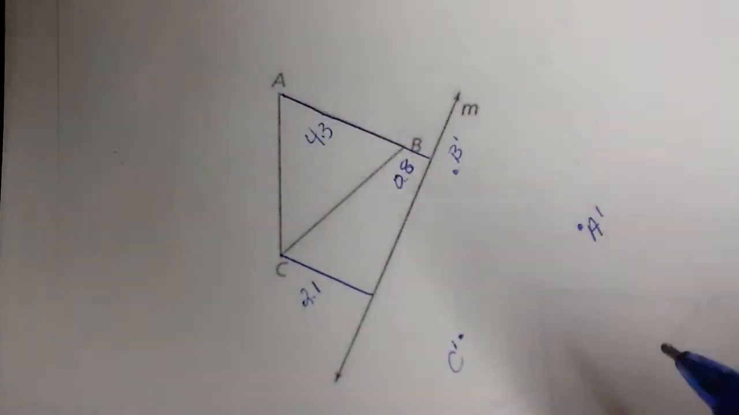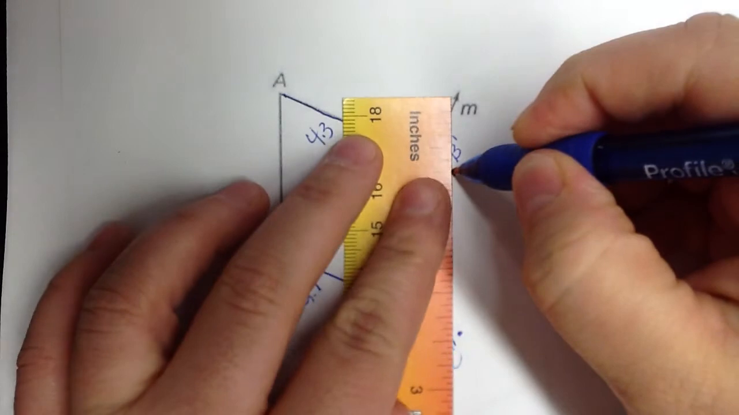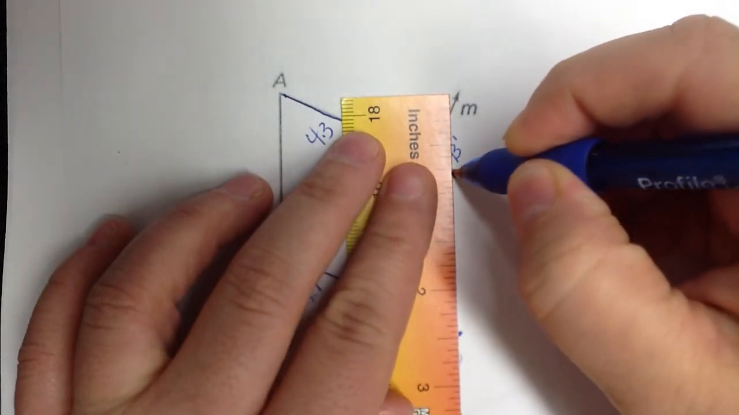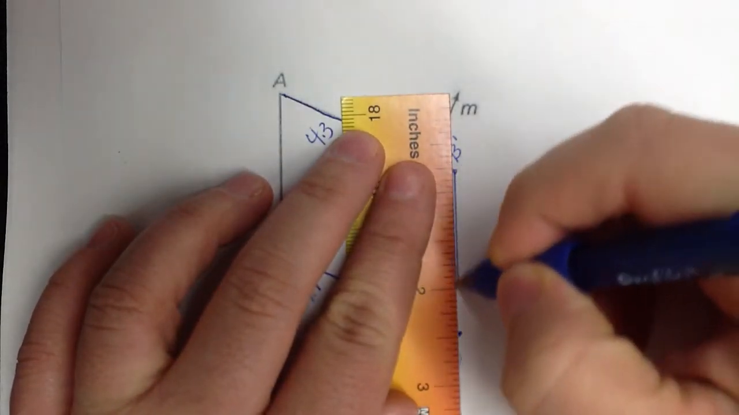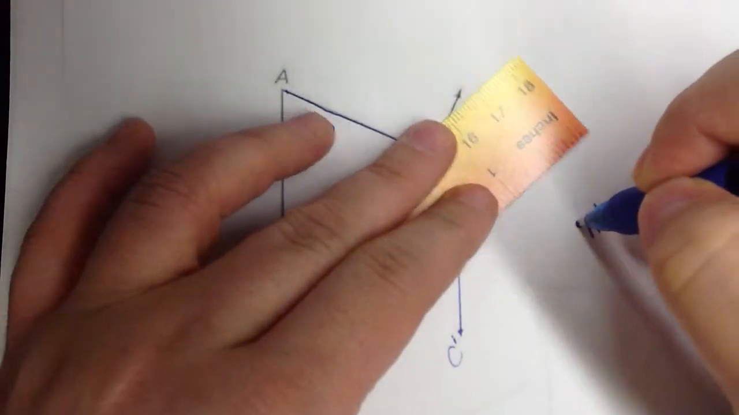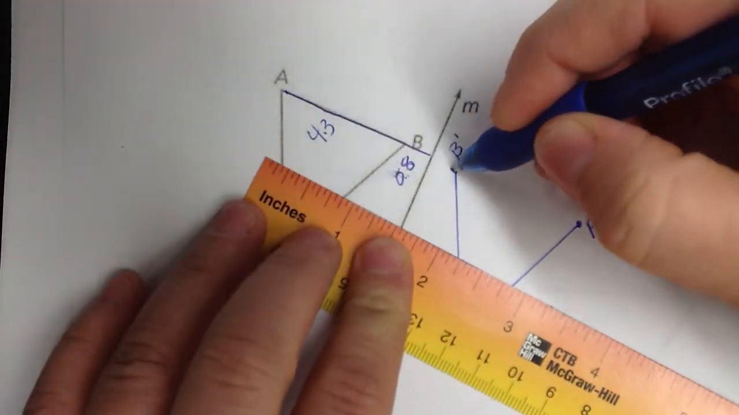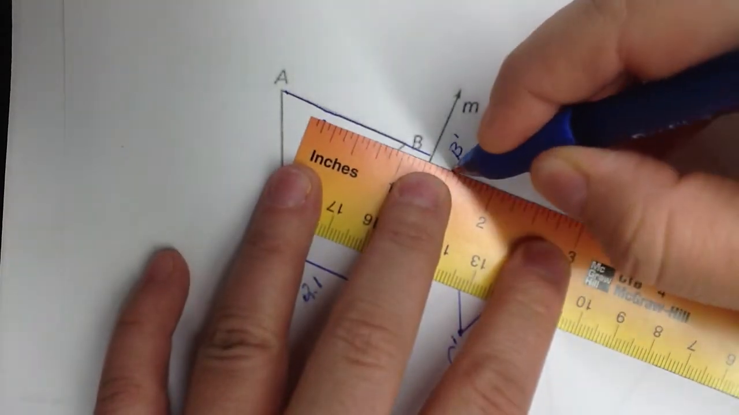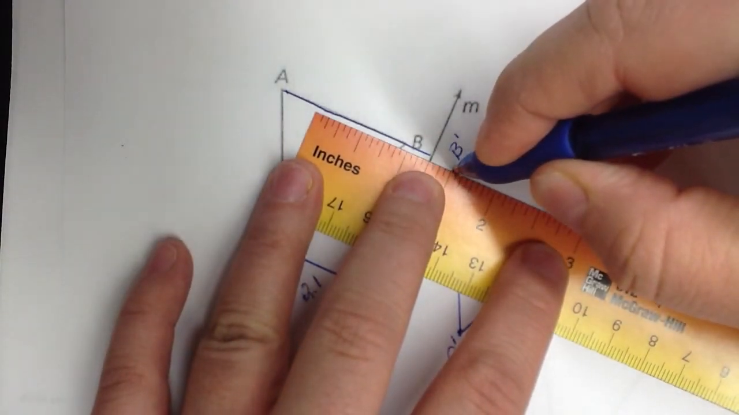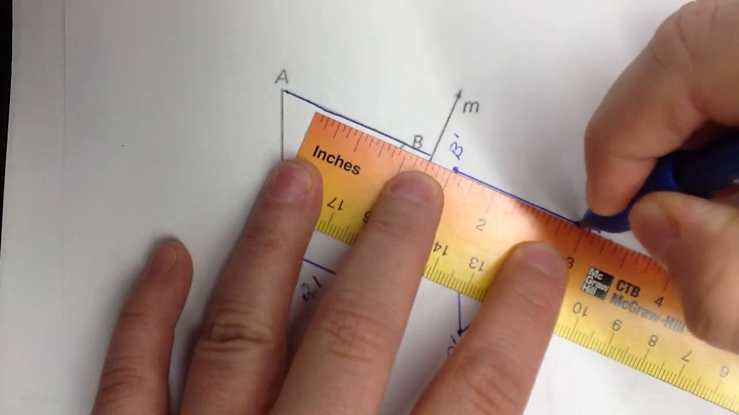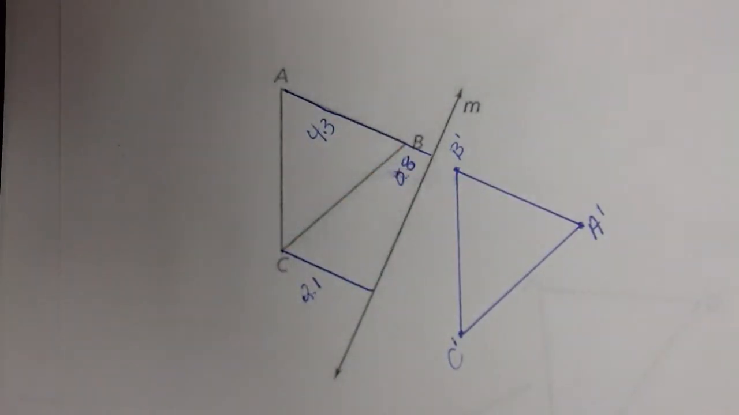And then what we're going to do is take our ruler, and we're going to connect B prime to C prime, A prime to C prime, and B prime to A prime. And there's our reflection.